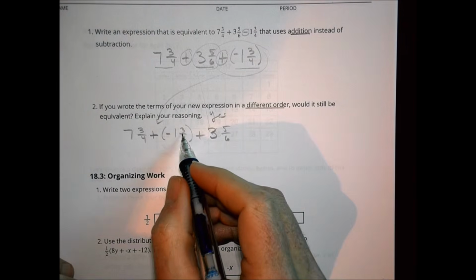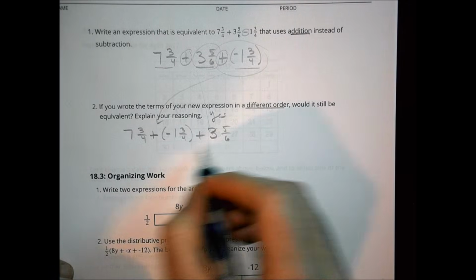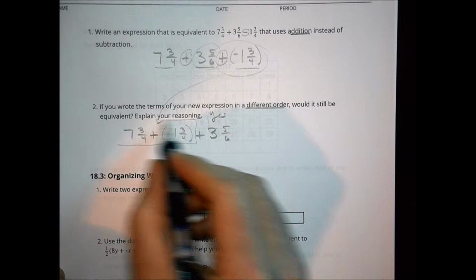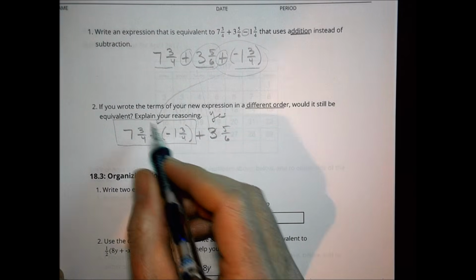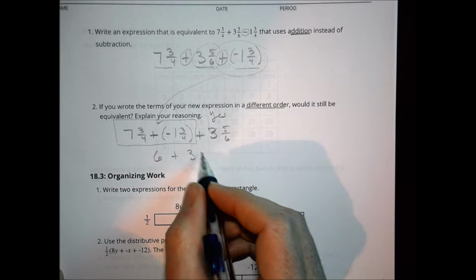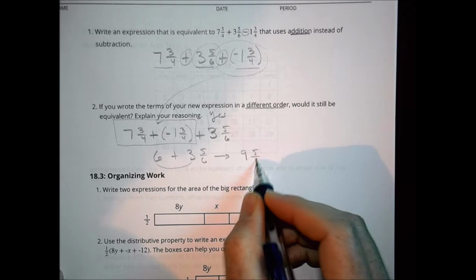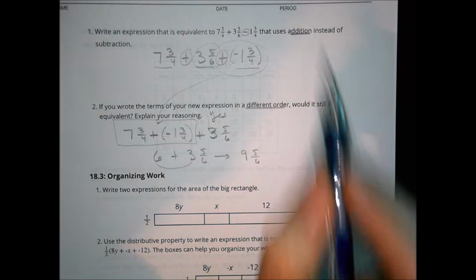I'm keeping the negative sign with the number that it goes with, but because it's addition, I can use the commutative property to change the order around. And this does become an easier problem to do, because I could do this first, and 7 3/4 plus a negative 1 3/4, the 3/4 cancel out, and 7 minus 1 is 6. So I'm left with 6 plus 3 and 5/6. And 6 plus 3 is 9, so you end up with 9 and 5/6. That is certainly a much easier problem. I'm not finding a common denominator. It's easy to solve. So there are some advantages to being able to write a subtraction problem as an addition problem instead.